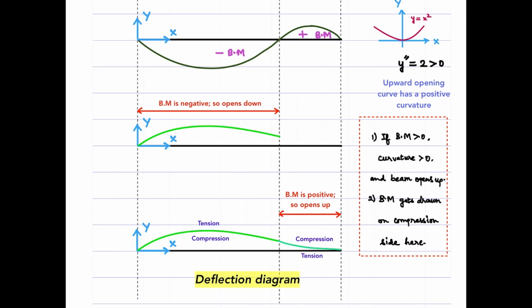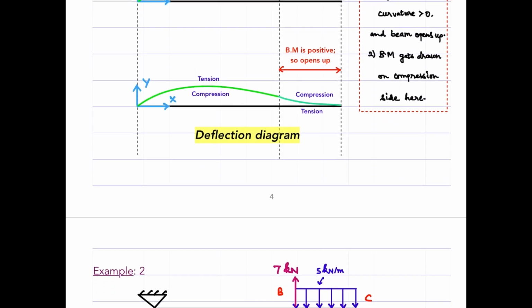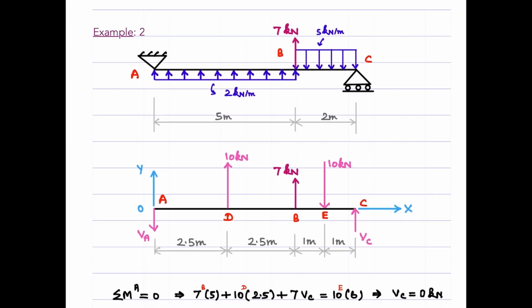And other than that, we can see that here the top portion is in tension and the bottom one is in compression. It is opposite here. Okay, the top one is in compression and the bottom one is in tension. Why am I saying that? Because the bending moment diagram gets drawn on the compression side. Okay, here the compression is downwards, so we need to draw the bending moment below the neutral axis, and here we see compression upwards. That means the bending moment is drawn above the neutral axis. That is the logic here. Okay, let's move on to the next problem.